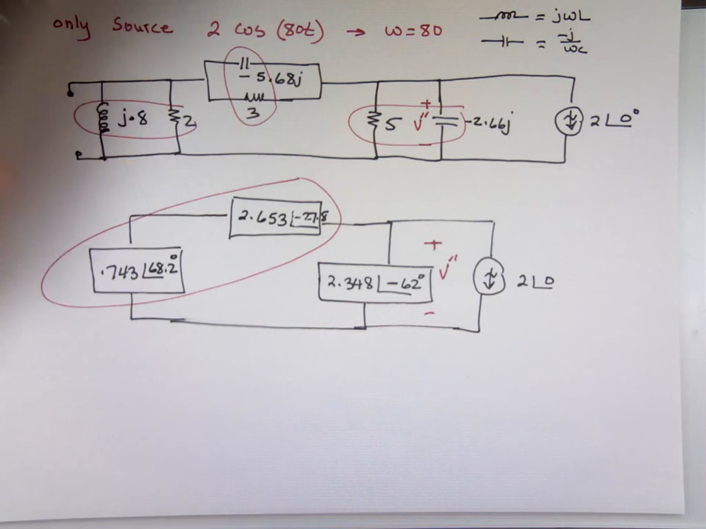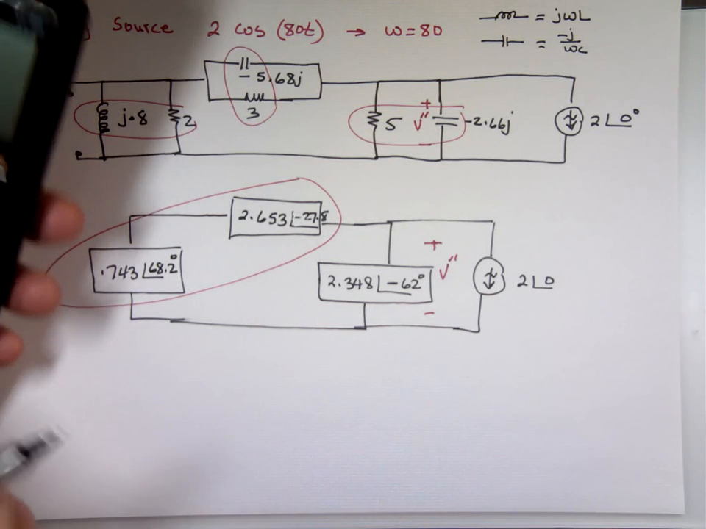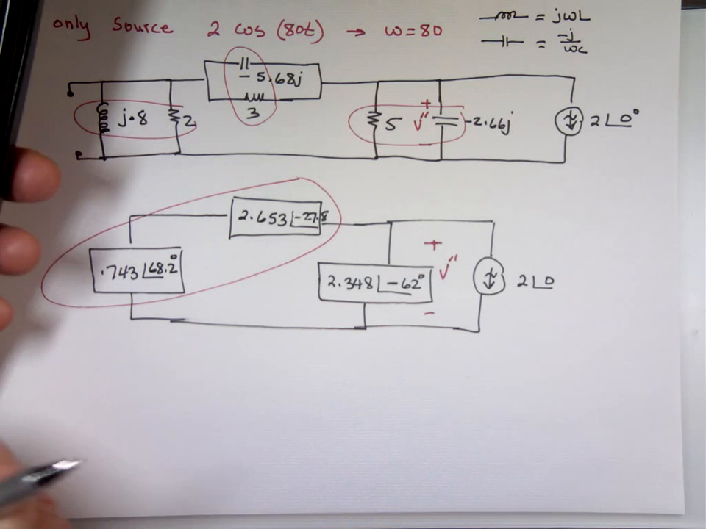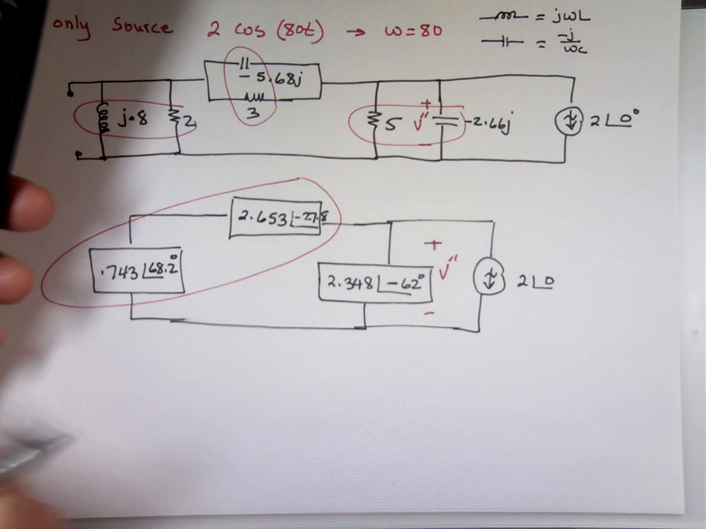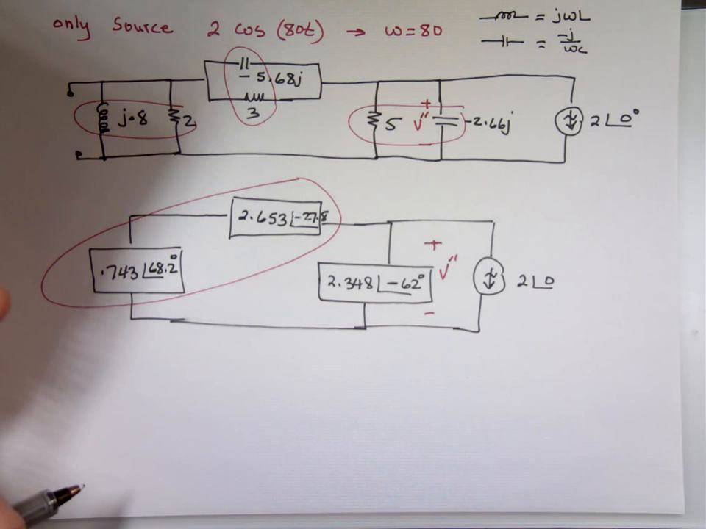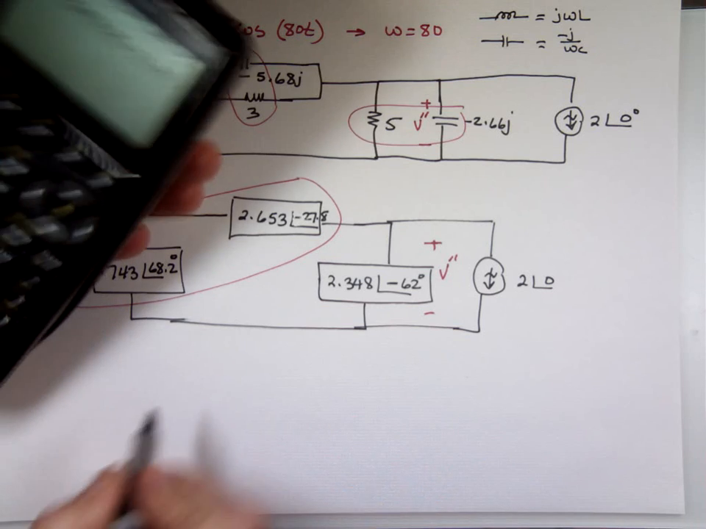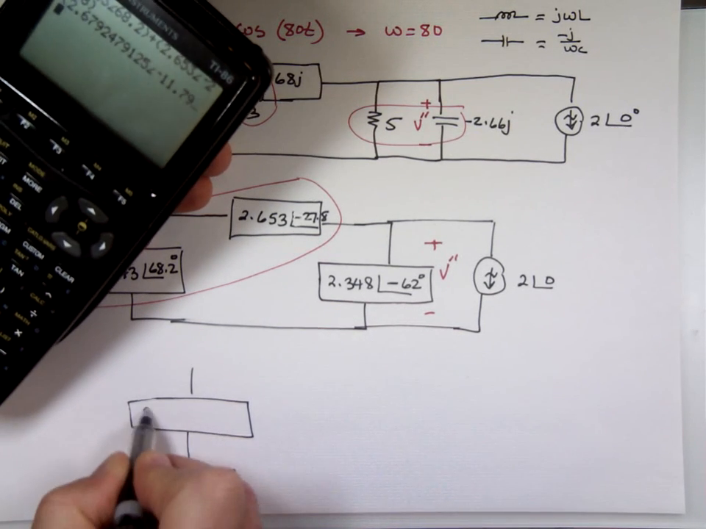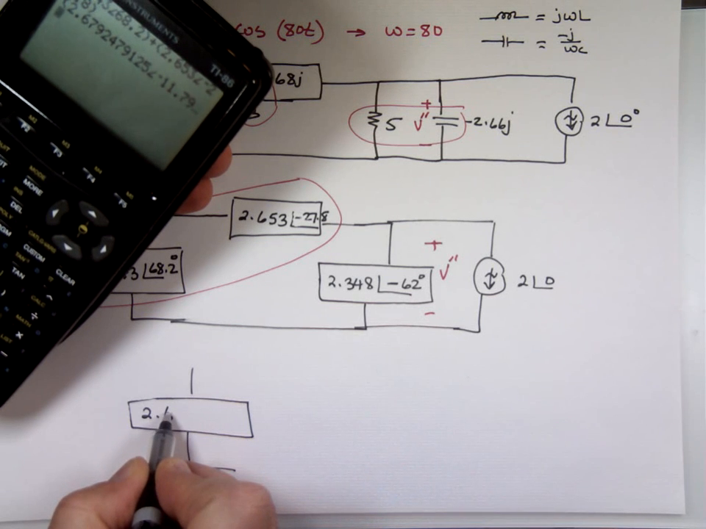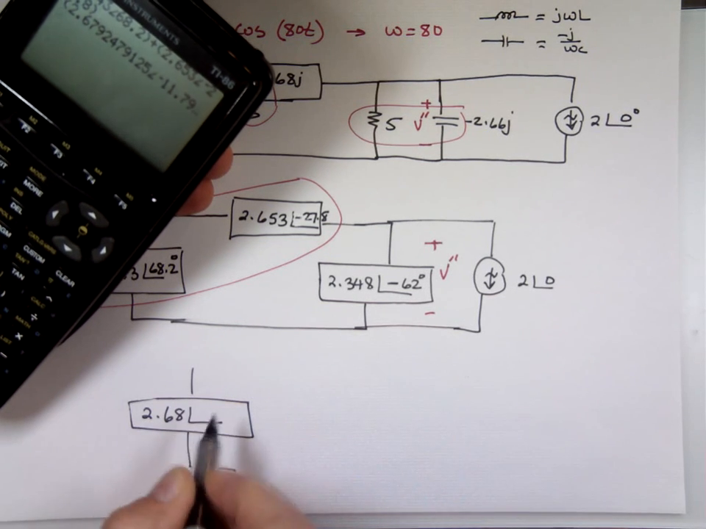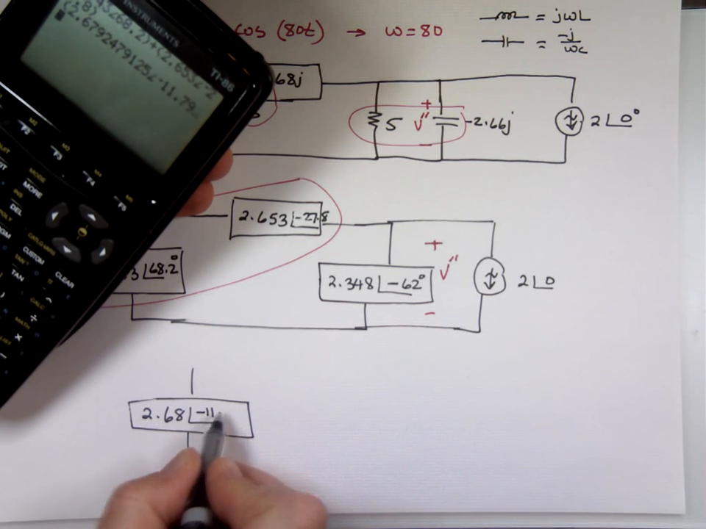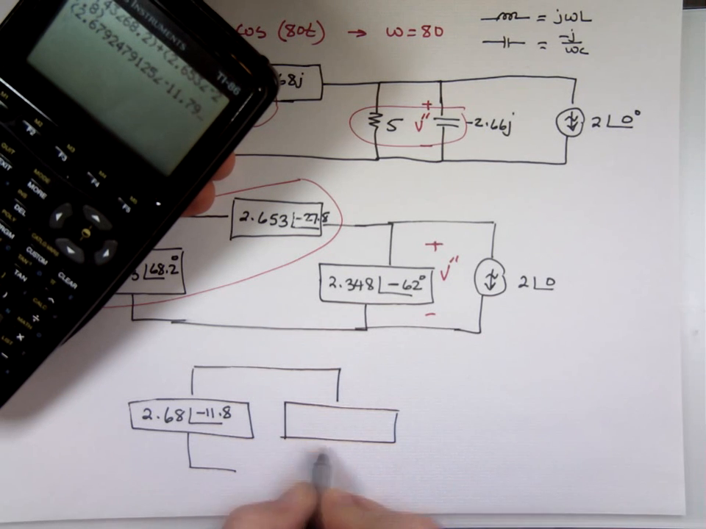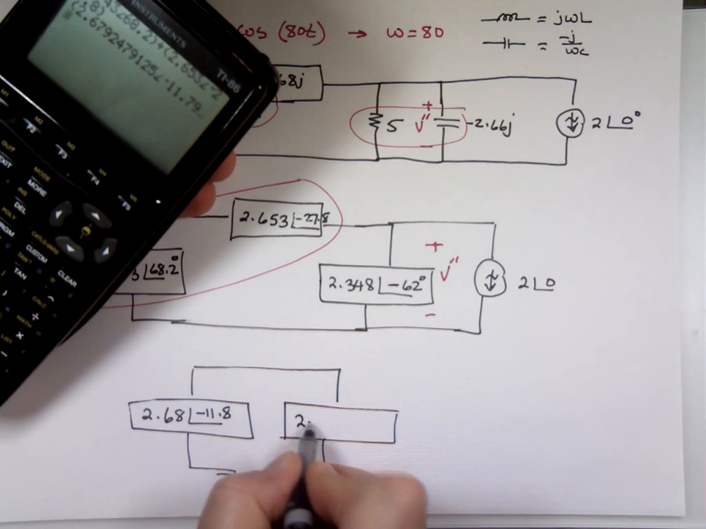Plus 2.653 angle -27.8. As I said, when you have these calculators, it's really not that bad. When you have to do it by hand, then you want to be in certain modes if you're adding. This is 2.68 angle -11.8, and 2.348 angle -62.